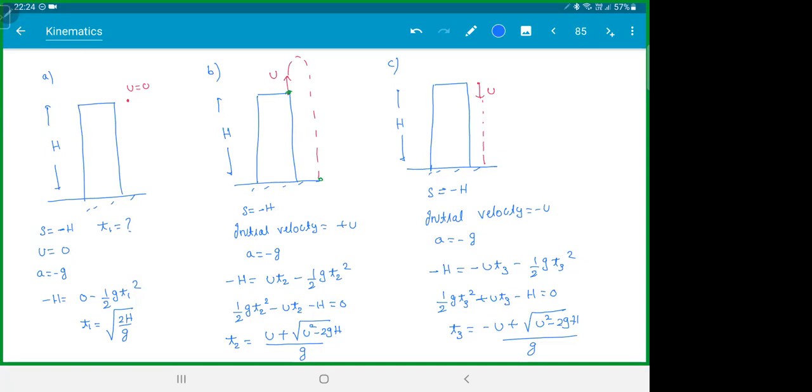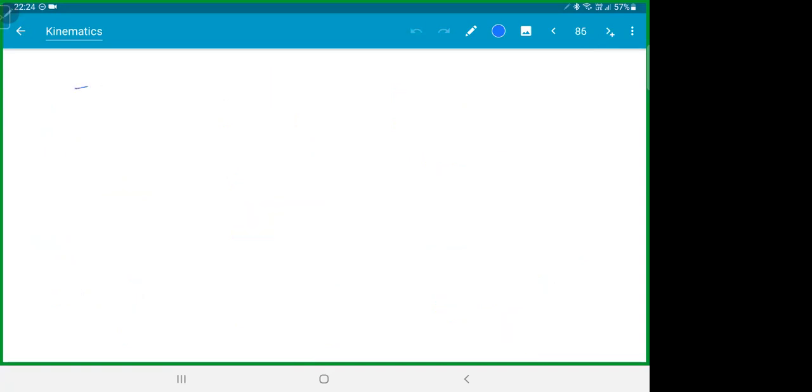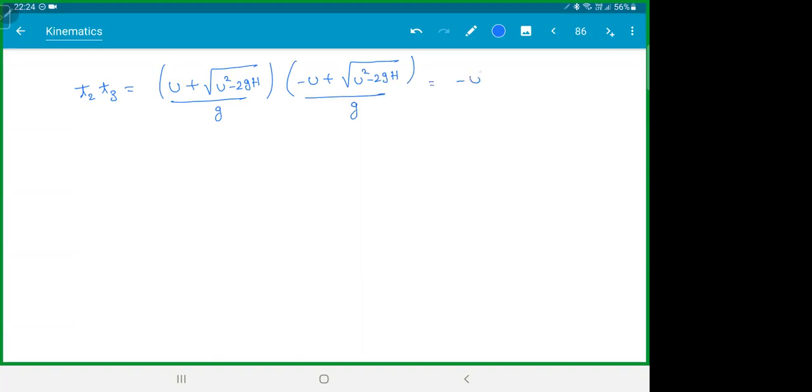All clear with this? Now, if I combine all these results, if you multiply T2 into T3, you get (u plus root of u square minus 2gh)/g into (minus u plus root of u square minus 2gh)/g. You end up with minus u square plus u square minus 2gh.